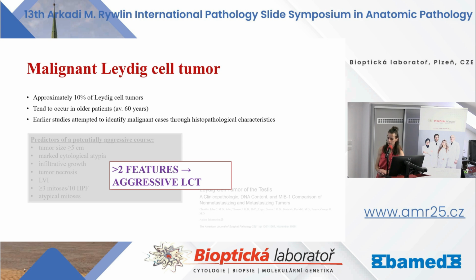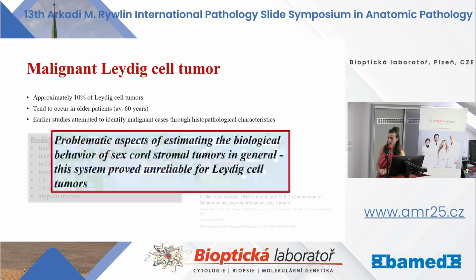According to these factors, the tumors which present with more than 2 aggressive histological features can be labeled as aggressive Leydig cell tumors, which also happened in our case because our case had marked cytological atypia, had extensive tumor necrosis, and had high mitotic activity. So it presented with three predictors of potentially aggressive behavior.